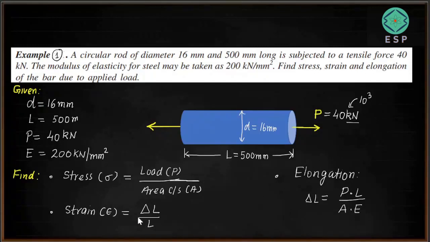Now we can initially start with the load upon area of cross section. The load is directly given, 40 kilonewton, divided by area of cross section. Here the diameter is given, so from the diameter you can find the area of cross section A. A is nothing but pi by 4 into d square. We can easily find the area of the circular cross section by pi by 4 into diameter square. So you get 40 divided by pi by 4, and instead of d we write 16 square.